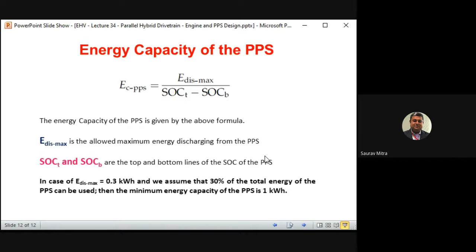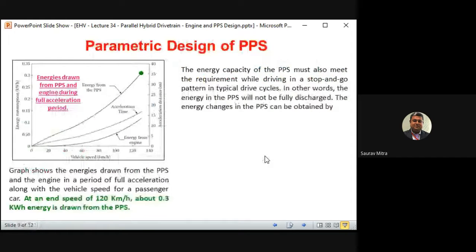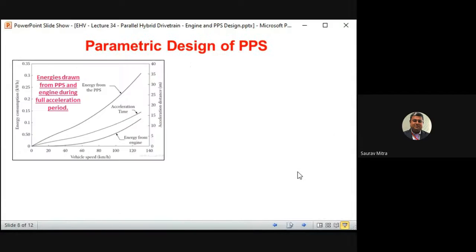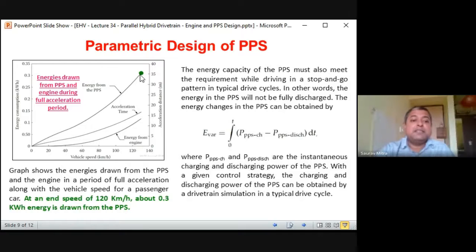So whenever the engine design is asked, I told you about those two PE and P average formulas and those two graphs, and all the gears, gradability, maximum speed discussion has to be done. Whenever they are asking for the PPS, during the PPS discussion, as given here, this graph has to be explained. What are the parameters that decide how much power will be extracted from the PPS? In acceleration and stop-and-go, they are actually asking for more power from the PPS. Acceleration, it is a maximum of 0.3 kilowatt hour, which is taken.